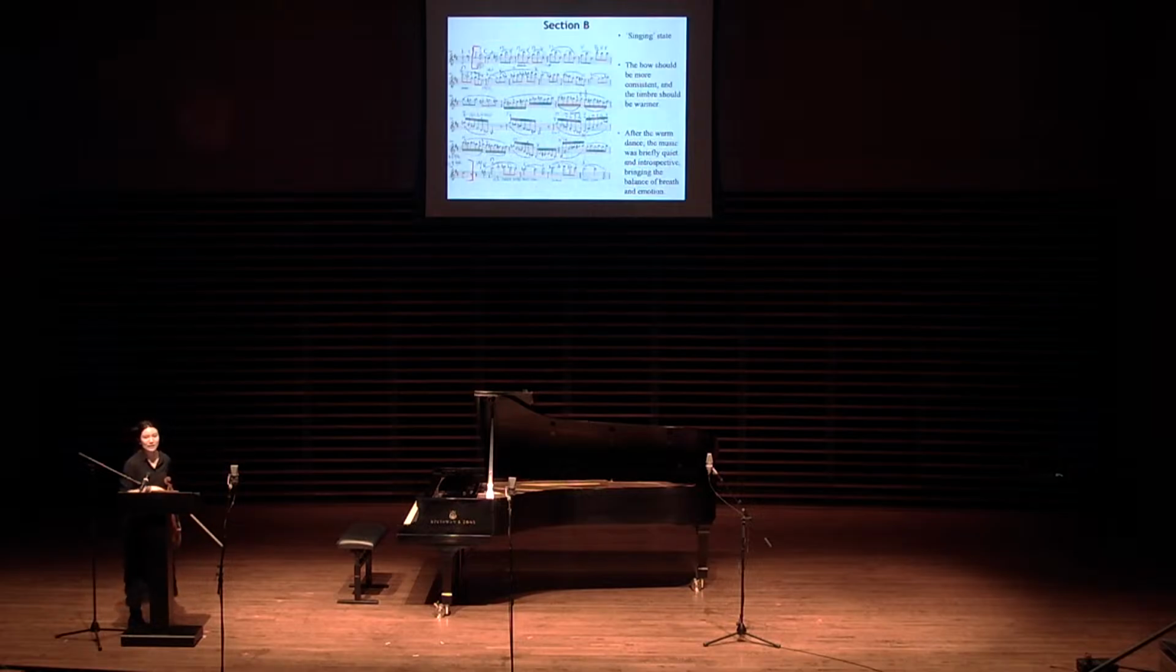Then the calm section is section B, the lyrical section. The melody here is more flowing and singing, which is in sharp contrast to the liveliness of section A. During this part, the solo violin seems to enter a singing state. The bow should be more consistent and the timbre should be warmer. Beethoven shows his very humanist side here. After the warm dance, the music is briefly quiet and introspective, bringing a balance of breath and emotion.